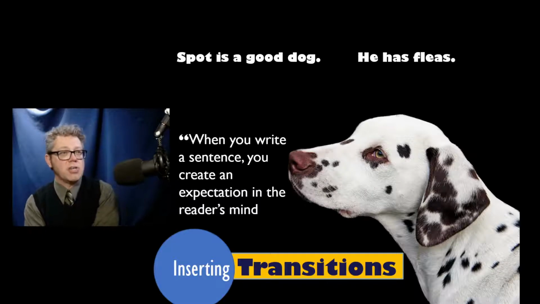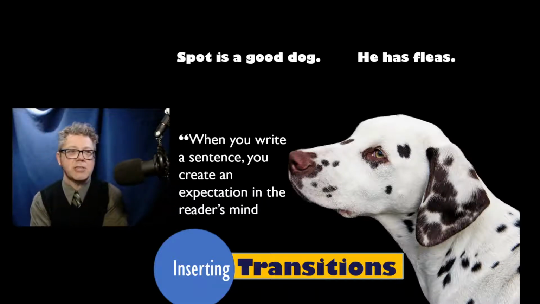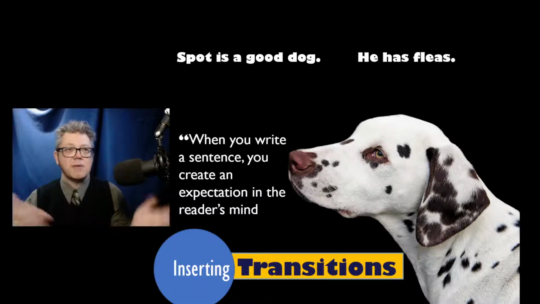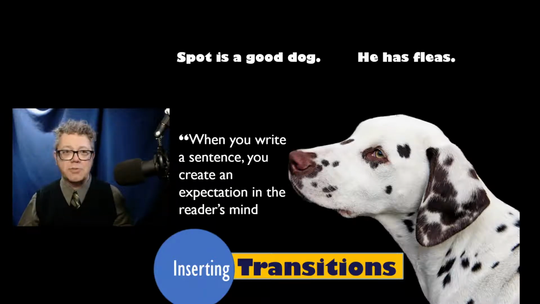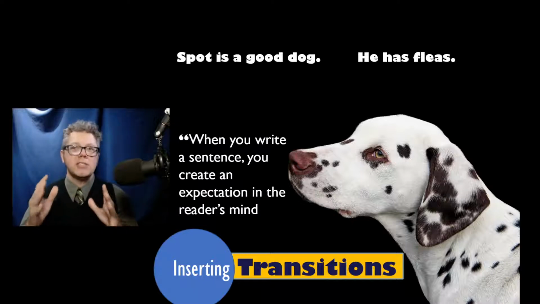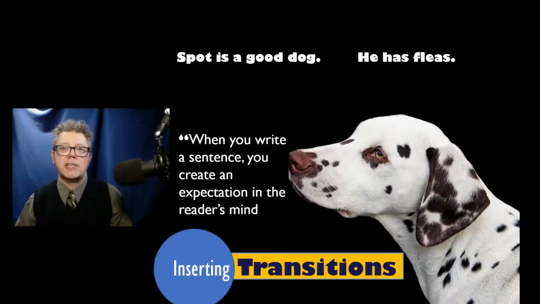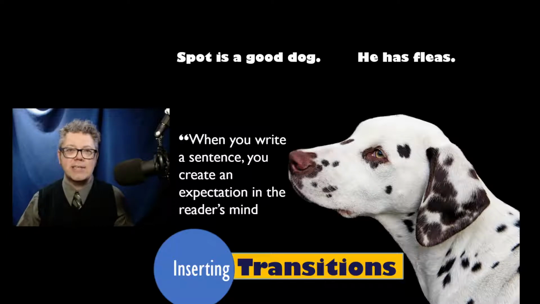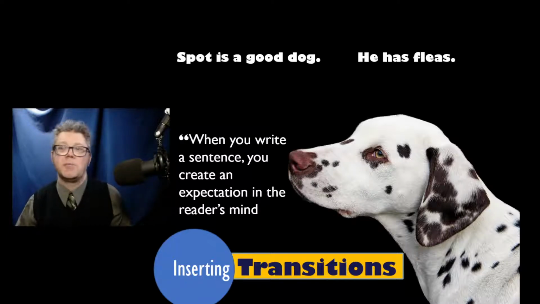Spot is a good dog, sentence 1. And we've got an expectation that what? What's going to come next? Let's see what they say. He has fleas. That wasn't what I was expecting. Why? Because the statement, Spot is a good dog, creates an expectation that the next sentence is going to demonstrate why Spot is a good dog.